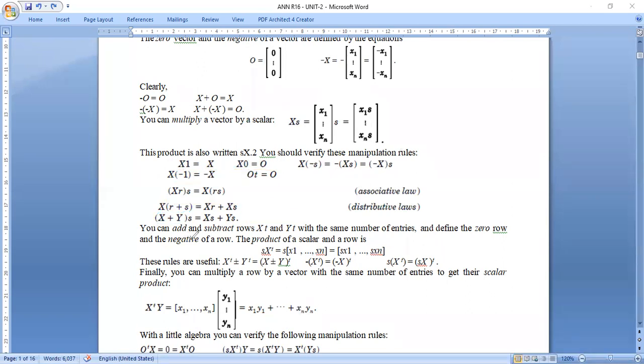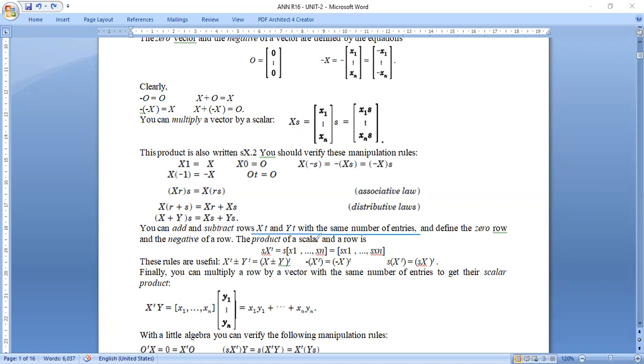Next, here you can add and subtract rows x^T and y^T with the same number of entries and define the zero row and the negative of a row.